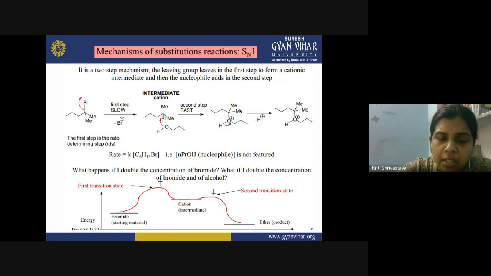Now you see that in the intermediate cation, the carbon is sp2 hybridized, due to which it is attaining a planar structure. So now the second step is the addition of the nucleophile, and it is a very fast step and has no role in the determination of the rate of the reaction. So now this is the addition of the nucleophile over the carbon atom, and finally, you can see the oxygen with its lone pair of electrons attacking on the carbon, and now what happens?